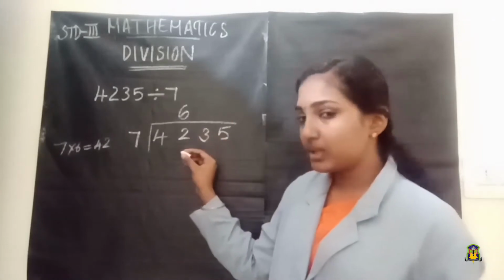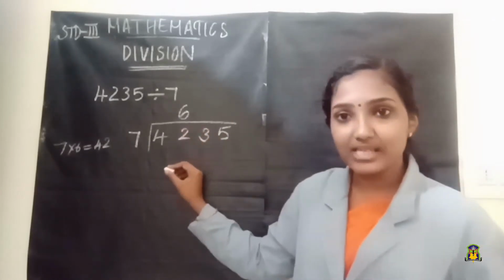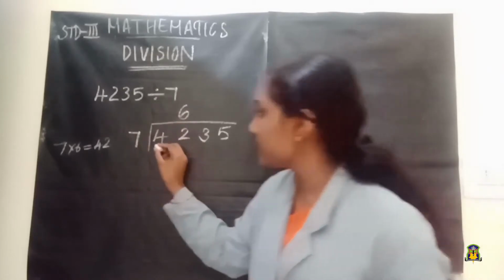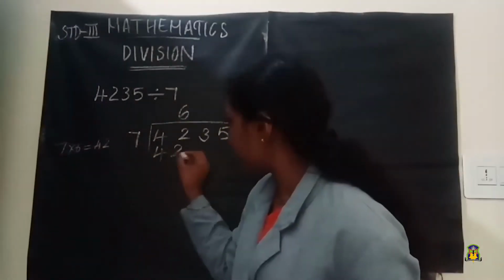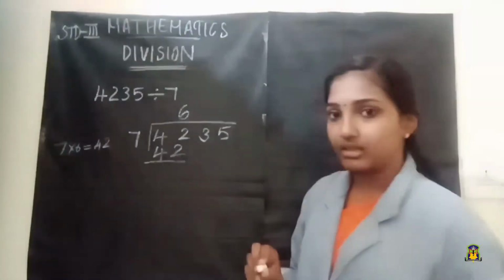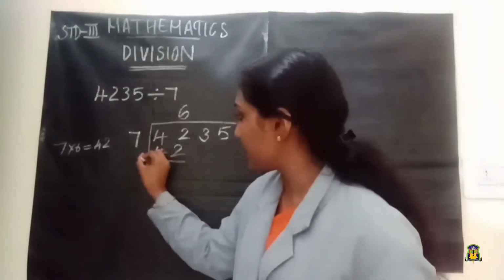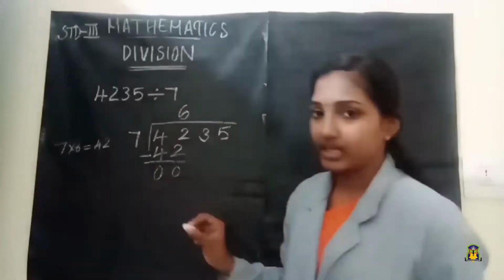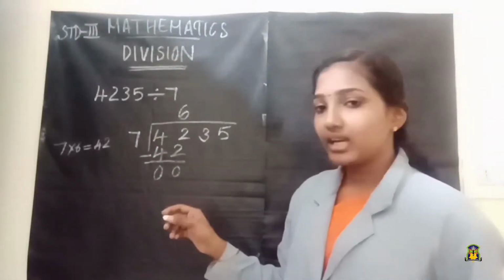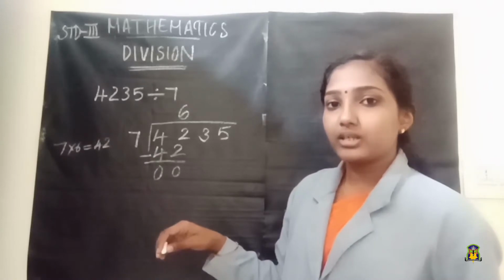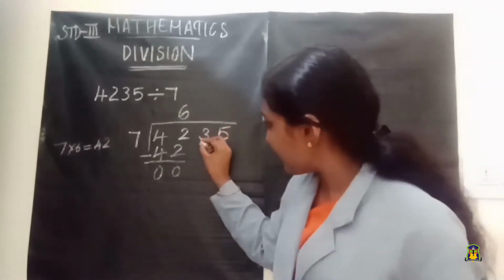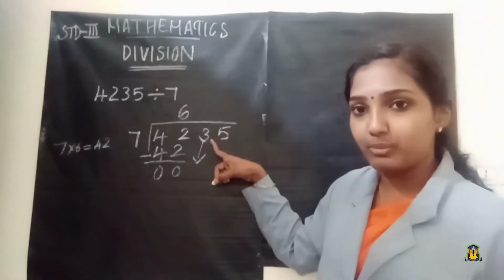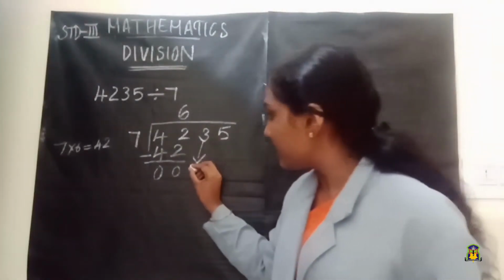Now what will we do? We need to subtract, right? We'll subtract this product, 7 into 6, 42, from here. On subtracting, 2 minus 2 is 0, and 4 minus 4 also is 0. And the next step is to bring down the next digit. Here it is 3. We will bring down this 3 here.